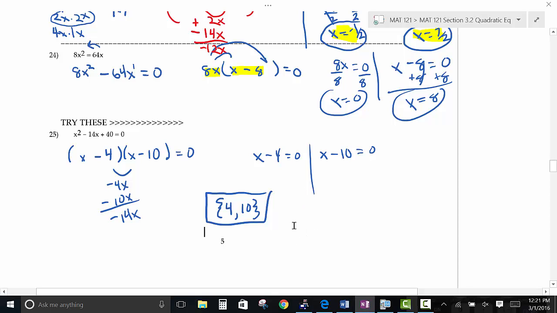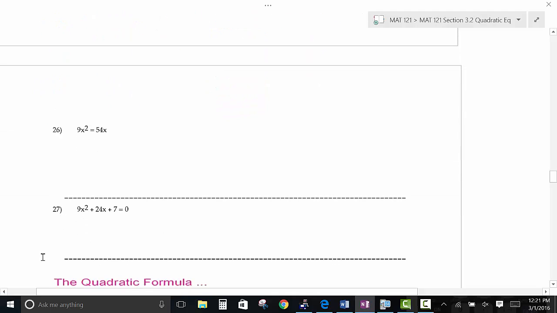If you have trouble finding that combination, just write things down. Go 1 and 40, 2 and 20, 4 and 10, 5 and 8. Just do it in a logical order like that, and eventually you should come up with something that works. You might not always see that immediately.